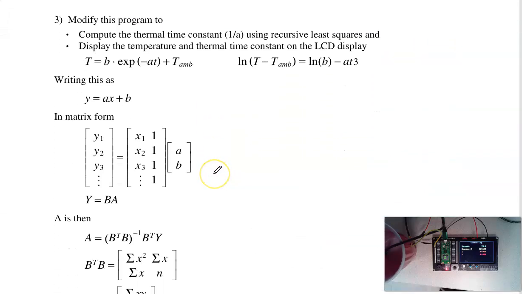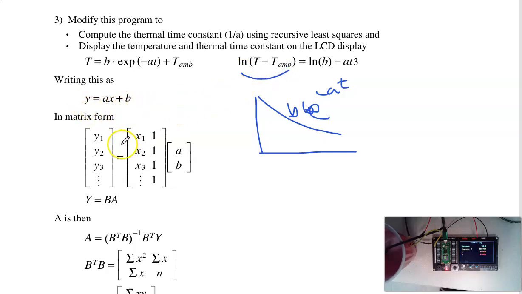That leads on to problem number 3. I would like to measure the thermal time constant. This is decaying as B e to the minus A t. Find the time constant, or find A; the time constant is actually 1 over A. To do that, I can use least squares. So I'm going to set it up in the form of y equals ax plus b. Y is the log of temperature minus T ambient. X is your time in seconds. And then your constants are A and B.